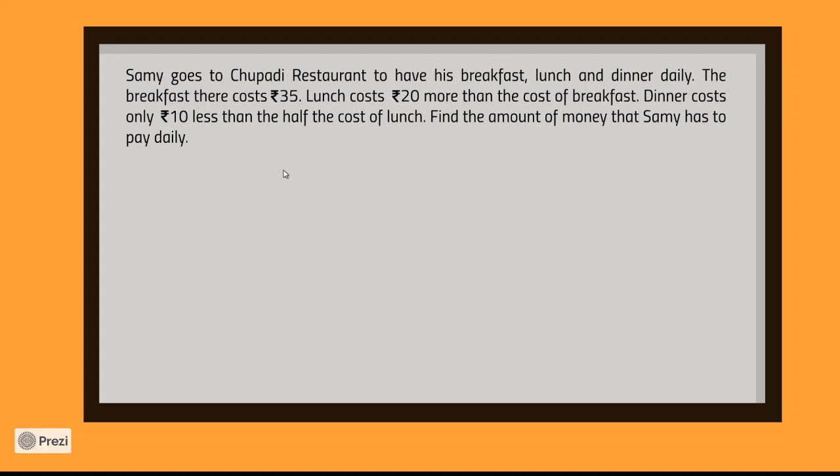Sammy goes to a Chupadi restaurant to have his breakfast, lunch and dinner daily. The breakfast there costs 35 rupees. Lunch costs 20 rupees more than the cost of breakfast. Dinner cost only 10 rupees less than half the cost of lunch. Find the amount of money that Sammy has to pay daily.